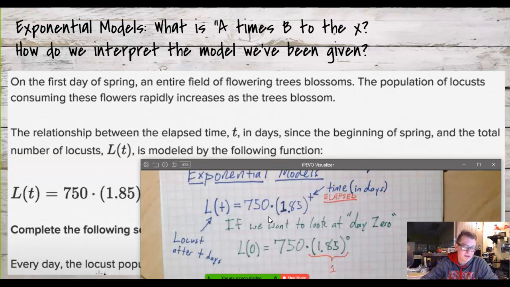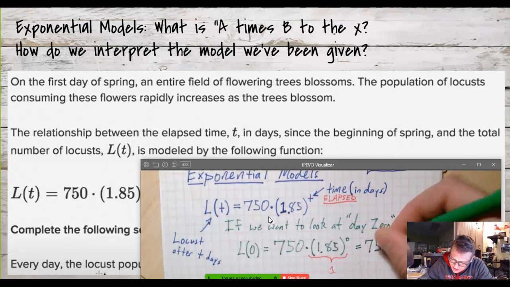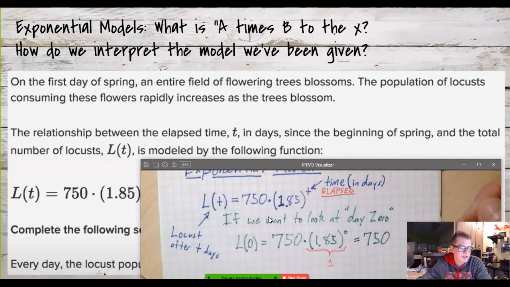We got to create some Zoom sign language for nothing. Multiplying by 1 just keeps the number the same. Yeah, it keeps it the same. It changes nothing. So on day 0, when this starts, there are 750 locusts.